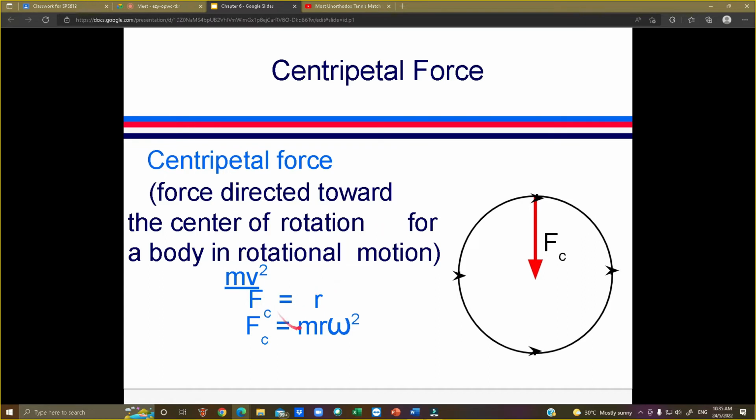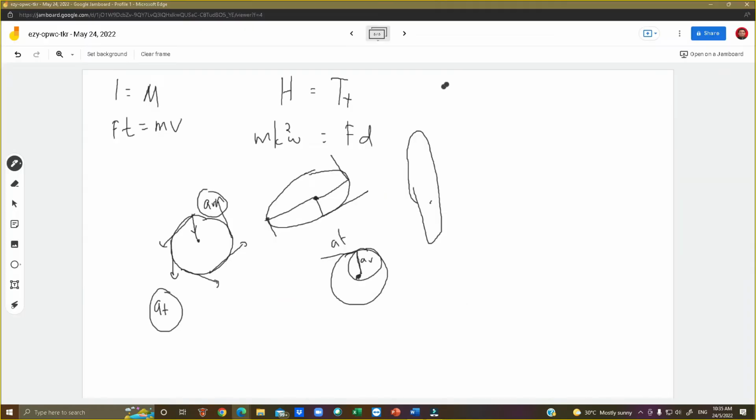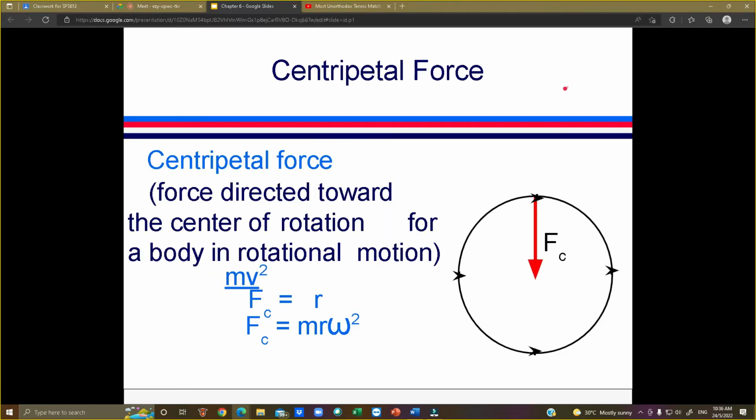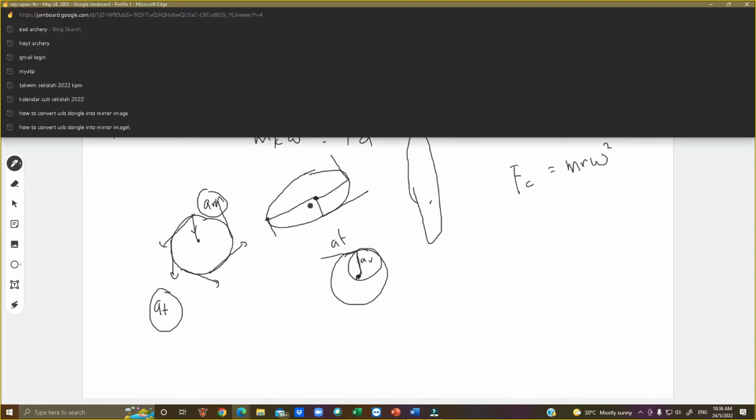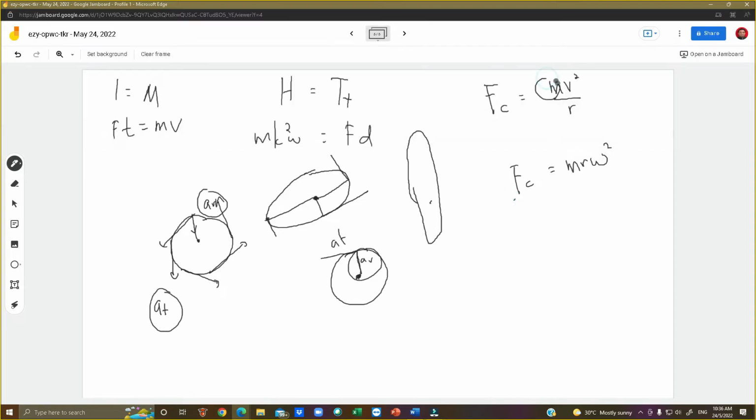Okay, so formula dia ni beralih. Okay, we can write it out as force centripetal equals to mv square over r, ataupun force centripetal is m r omega square, where M is the mass.